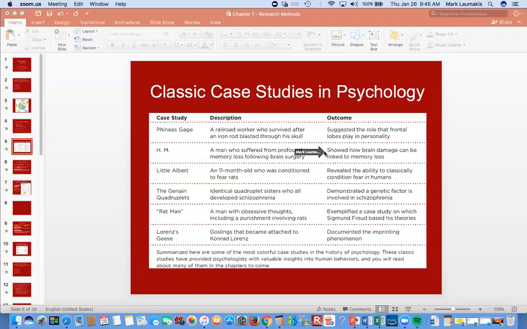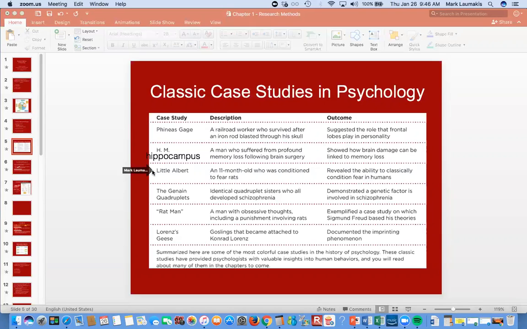And his case study demonstrated for us the role that this structure called the hippocampus plays in memory. And it ended up actually applying and generalizing to lots and lots of people. Effectively, the hippocampus is the save button that lets you move information from short-term memory into long-term memory. We're going to say more about the hippocampus as we get into the biology section next week.